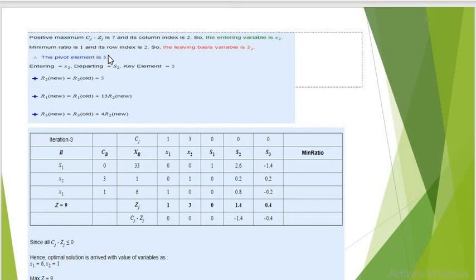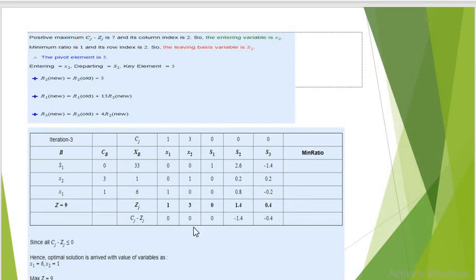Then make that pivot element 1 and all other elements in that column 0. For that, do these elementary row operations: new R2 equal to old R2 divided by 5, new R1 equal to old R1 plus 13 into new R2, and new R3 equal to old R3 plus 4 times new R2. So the third table becomes, the basic variables are s1, x2, x1. Then the coefficient values are 0, 3, 1 and all other values we get from the previous row operations.